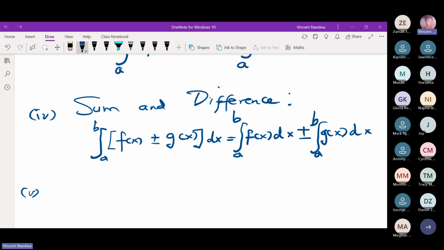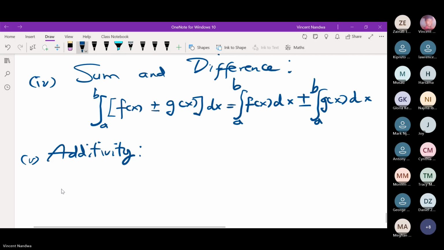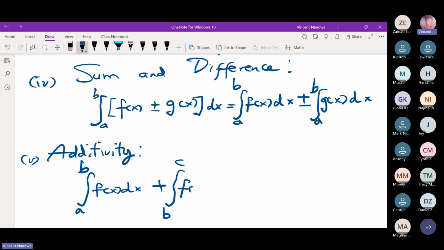Number 5 is what we call the additivity rule or property. So if I have the integral from a to b of f of x dx, then I add to it the integral from b to c of the same function f of x, then this is the same thing as saying I'm simply integrating from a to c of f of x dx.